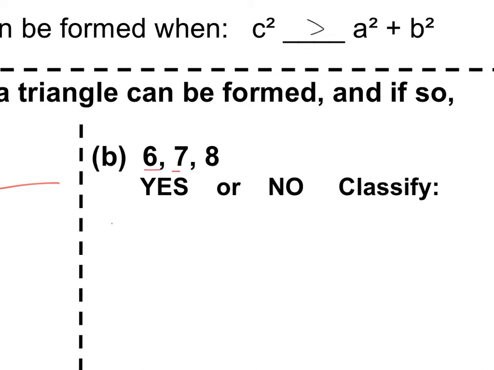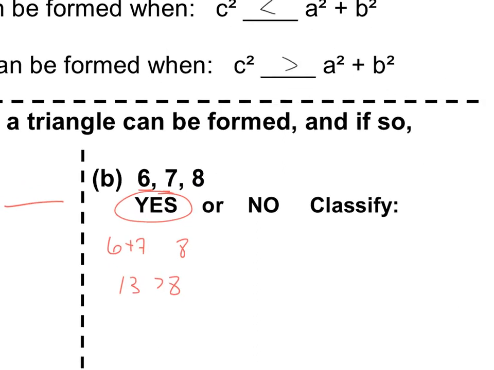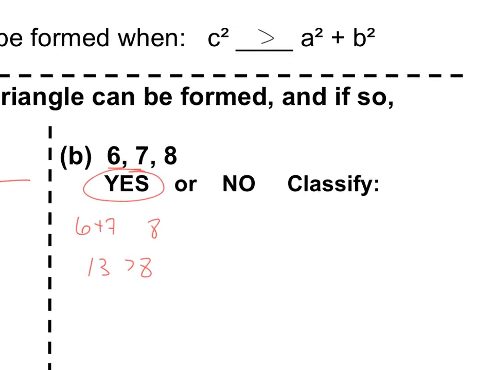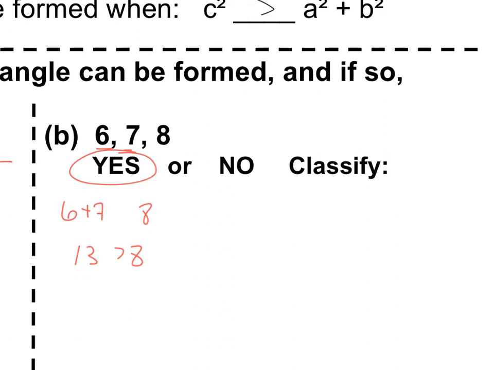6, 7, and 8. So 6 plus 7, we're going to compare that to 8. Well, obviously, this one's going to work. That's 13 is greater than 8. So, yes, we do have a triangle, which means now we need to decide what type of triangle. We're going to do what we did up here, okay? So I'm going to take, it really doesn't matter what order you do it.